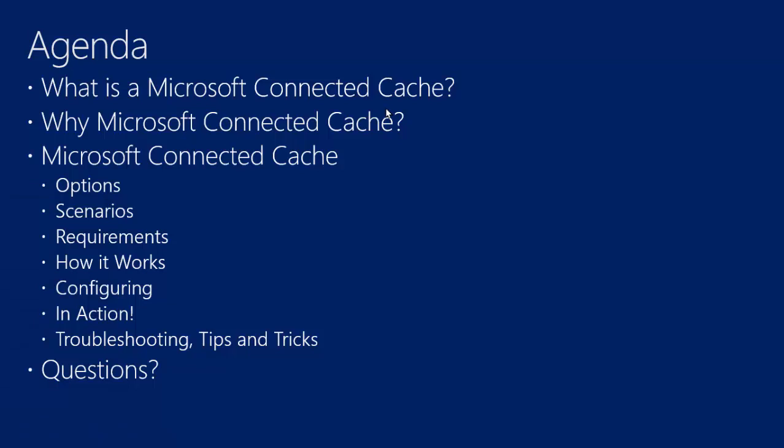So here's the agenda for the session, very similar to the agenda in all of the sessions that we do like this. What is a Microsoft Connected Cache? Why Microsoft Connected Cache? And then we'll go through the options and scenarios. We'll really focus the session then on configuring and seeing in action how it works with a Microsoft Connected Cache that's built as part of the config manager infrastructure.